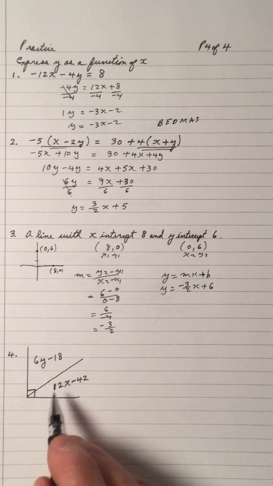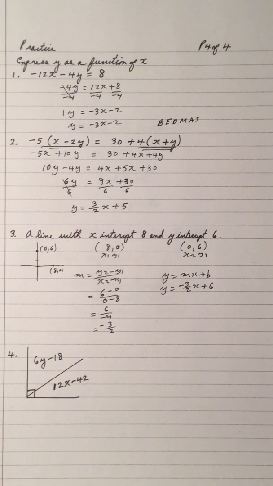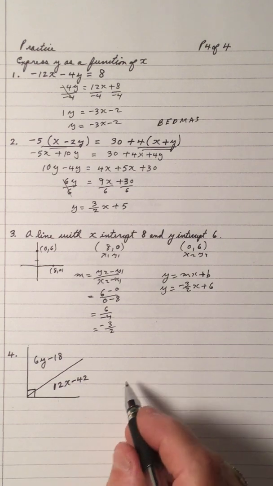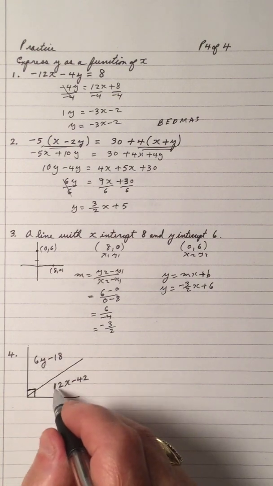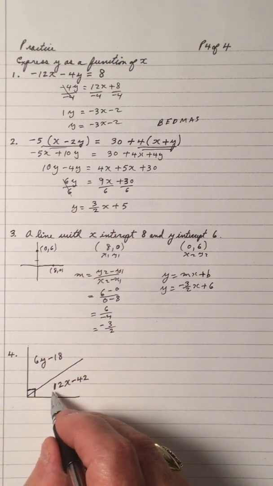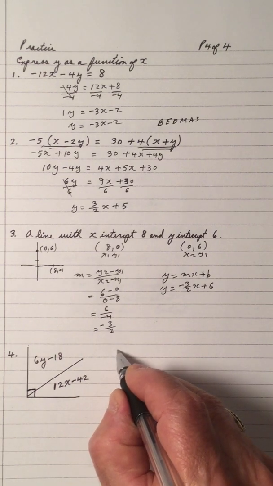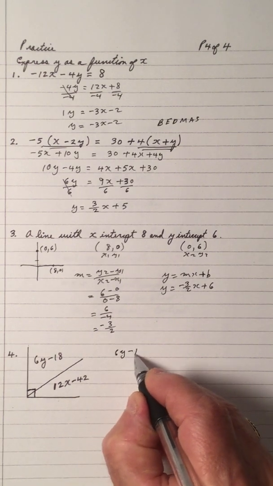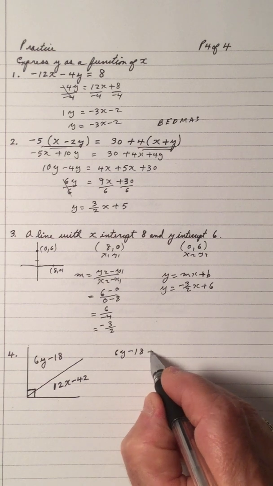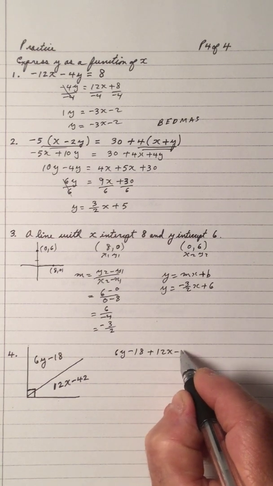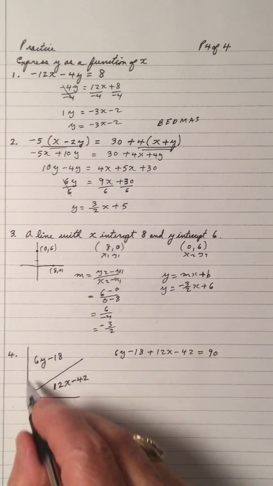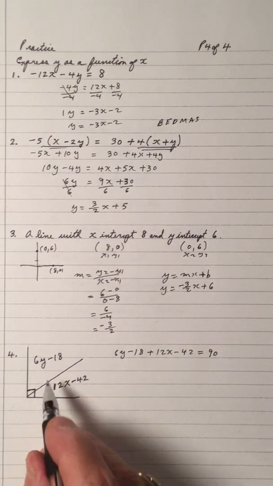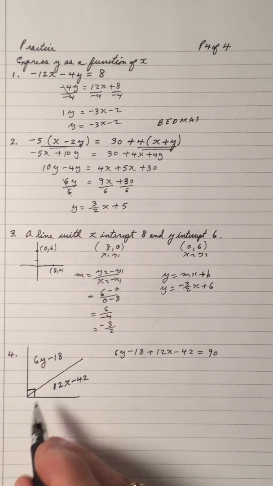Number 4, we want to express y as a function of x. So we have a perpendicular, we have this box here, which means that's a right angle. So that means these two angles are going to add up to 90. So 6y plus 12x minus 18 minus 42 is equal to 90, because perpendicular lines form right angles. So these two angles add up to 90.